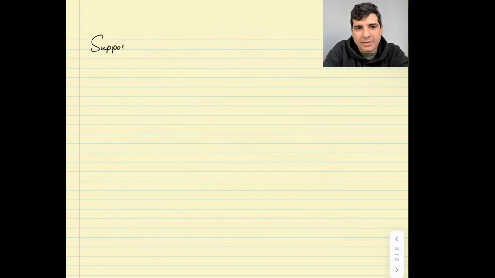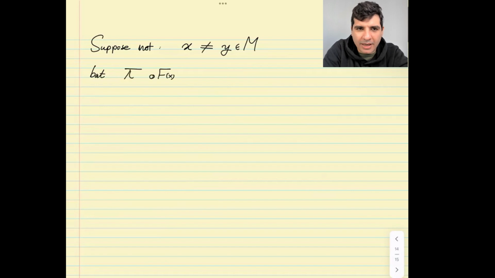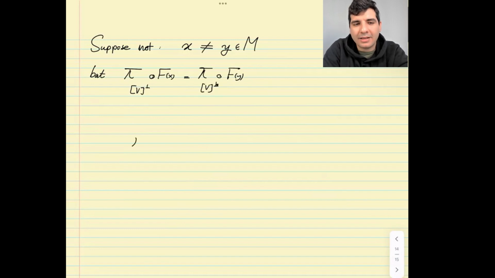So suppose it's not. Suppose that there are 2 points, x and y in M. So we're doing proof by contradiction. I mean, it's not exactly proof by contradiction, but we will see. Let's say we have 2 points, x and y in M. They're not equal, but the value of this map, pi of f on x and y, are equal. We want to say for almost any choice of V, this would not happen.